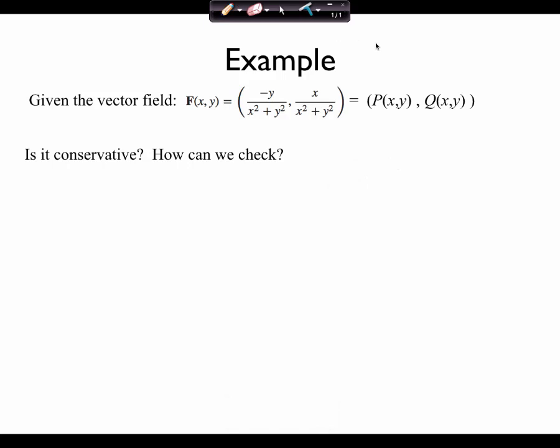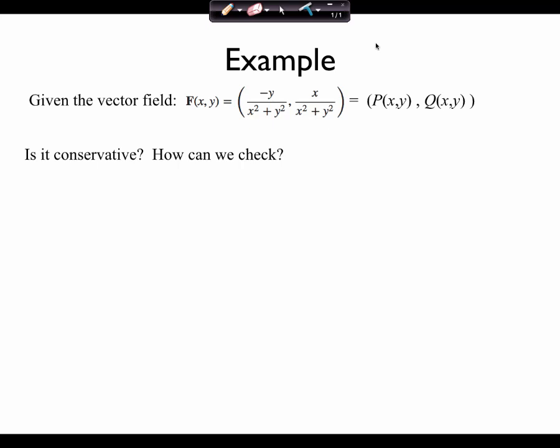Remember we said for vector fields our standard conventional symbols are going to be P for the x component, Q for the y component. So is it conservative? Who knows? How can we check? So remember we could look at the second partials, right? We could look at the second partials.